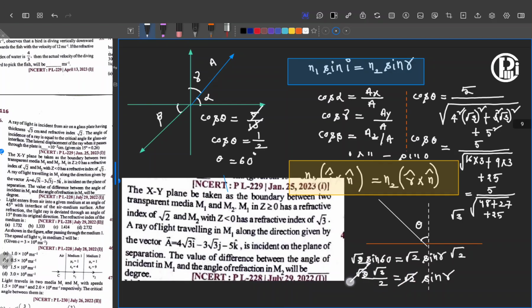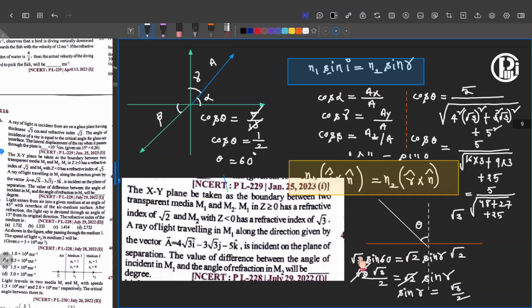Root 2 and root 2 cancel here. Therefore sine r is equal to root 3 by 2. Again that is 60. How can that be 60? That won't be 60, right?